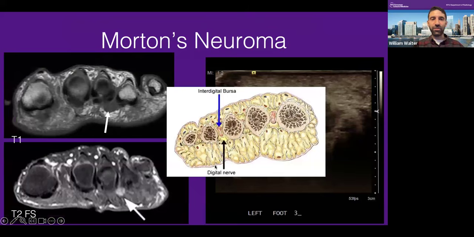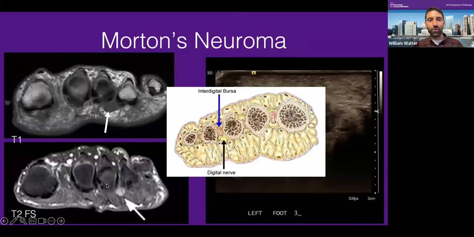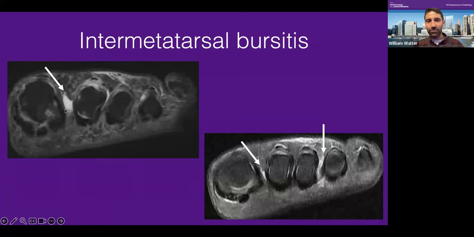You'll notice that differentiating these, it's mainly morphological. It is not anything to do with contrast enhancement, although we can certainly find papers in literature that tout the ability of contrast enhancement to help us make this distinction. A neuroma will probably enhance solidly, and a bursitis should not. Should have some enhancement around the edges, but not solidly within it because it's a fluid-filled structure. But we do not regularly use gadolinium to help us make that differentiation.